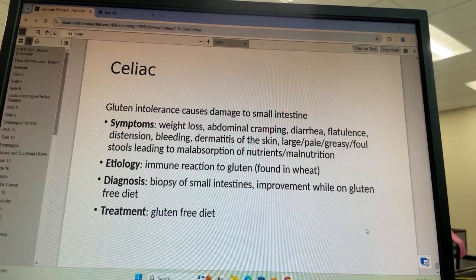Gluten is found in things like wheat, barley, and rye, and other things, a couple things mentioned in the book. So a lot of breads are going to be off limits.